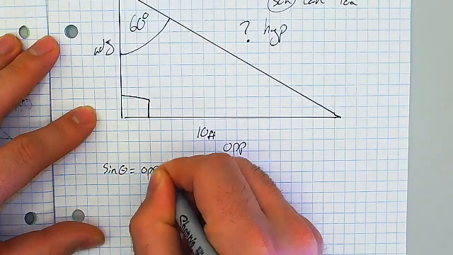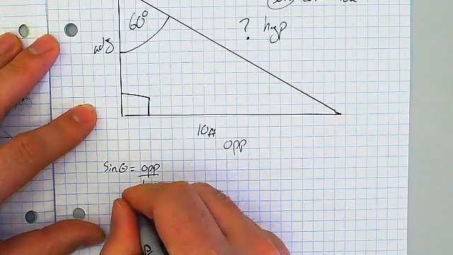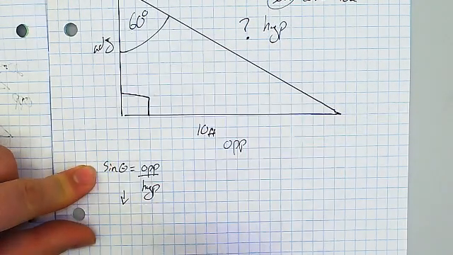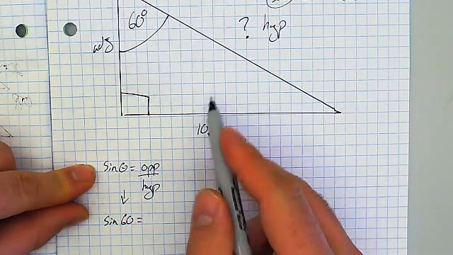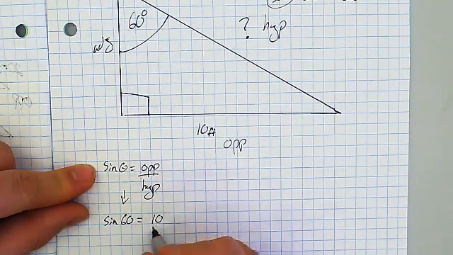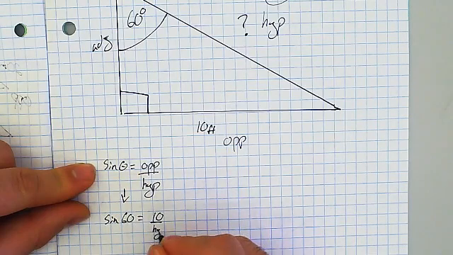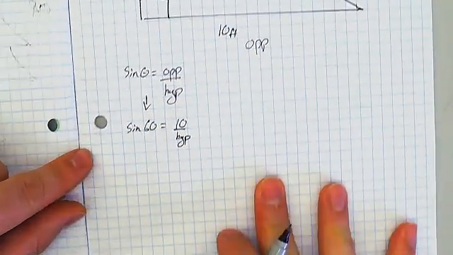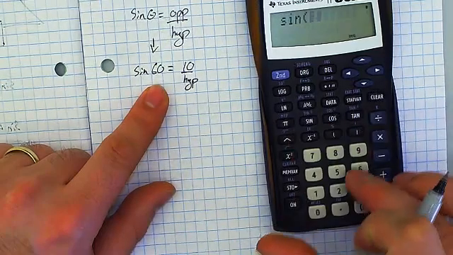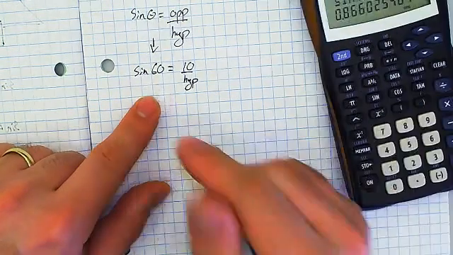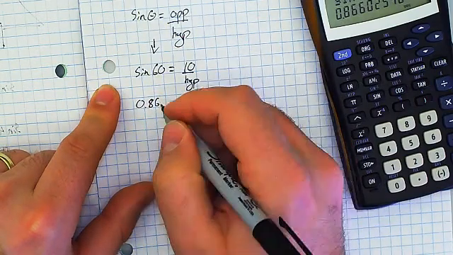So I can fill out my formula. Sine theta equals the opposite divided by the hypotenuse. I'm then going to fill in my formula: sine of 60 degrees equals an opposite of 10 divided by the hypotenuse, which we do not know. Sine of 60 is 0.86.